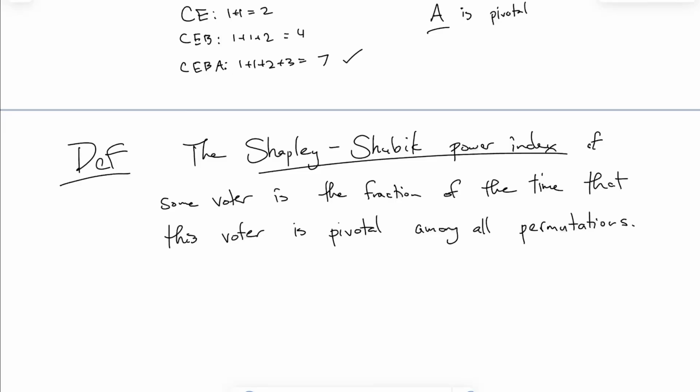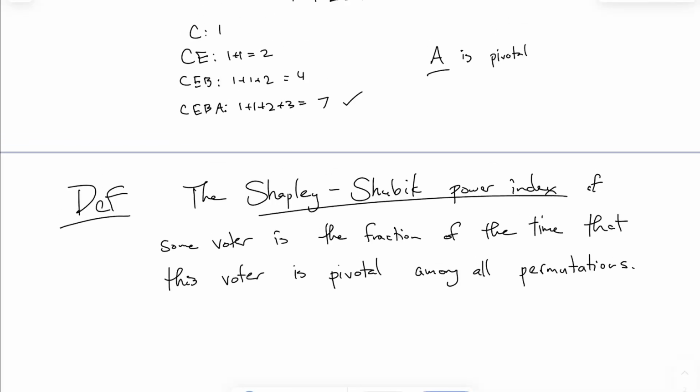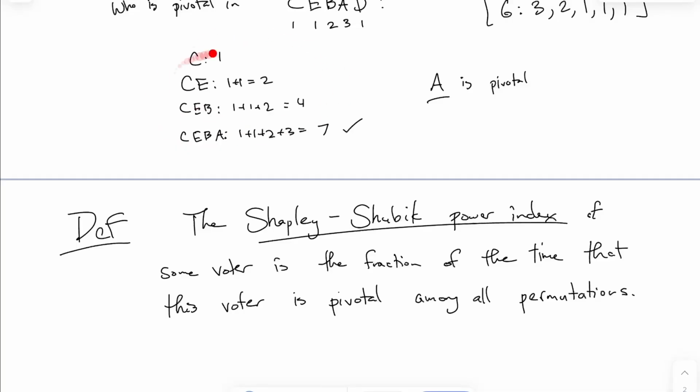That's what the Shapley-Shubik is: the fraction of the time that this voter is pivotal among all permutations. So you have to consider all possible orderings of the voters, and then for each one, you see who is pivotal in that particular ordering. This will take you a few minutes to do, although you are just doing the same kind of thing over and over again.